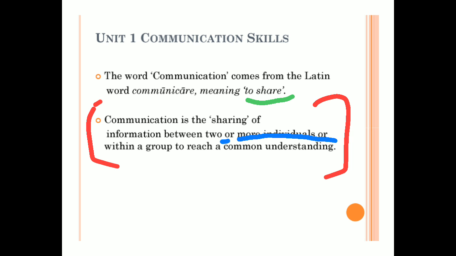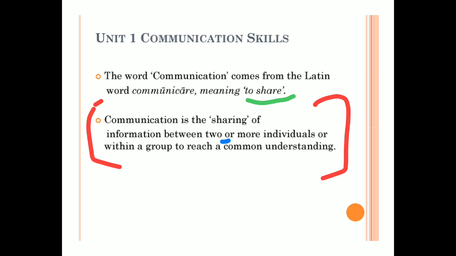It is the sharing of the information between two or more individuals or within a group to reach a common understanding. So from that we can conclude the communication is nothing but the ability to clearly share the thoughts, feelings and ideas among the people or a group of people or to the individual. So the communication is also needed to convey our thoughts, beliefs and feelings also. Okay, so this is the basics about the communication skills.